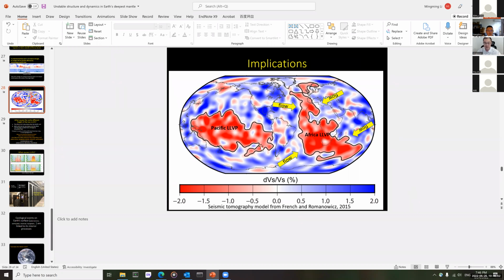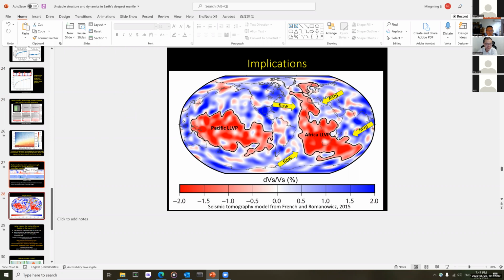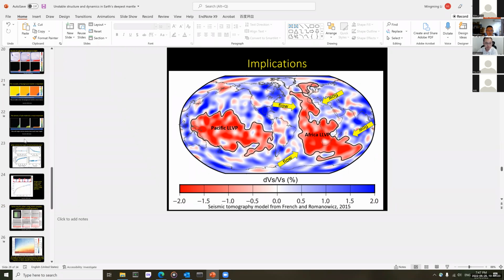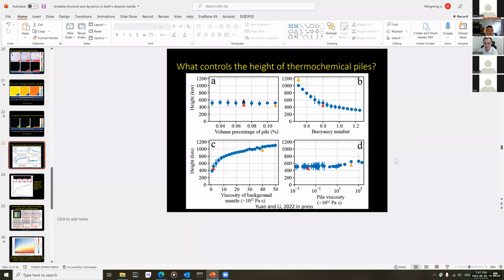Okay. Another question: I see your result is that the height of the LLVP is positively related to the viscosity of the lower mantle. At first glance it seems opposite to common sense, because in imagination, when the mantle is softer, it should be easier to upwell. Your result, in figure C, looks like when the viscosity of the background mantle is stiffer, it is easier to upwell.